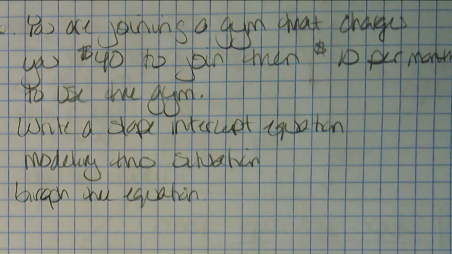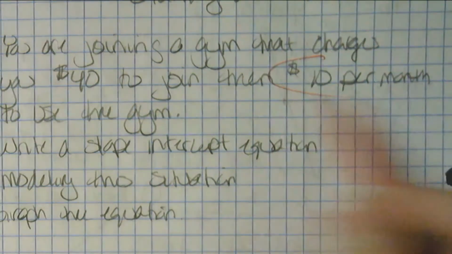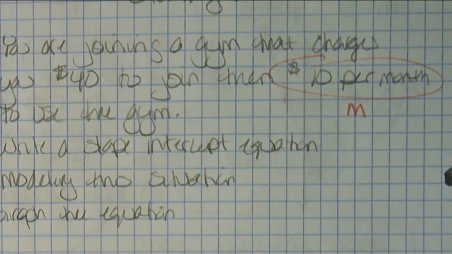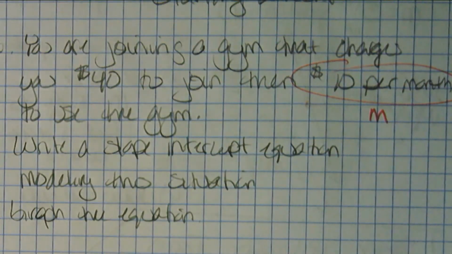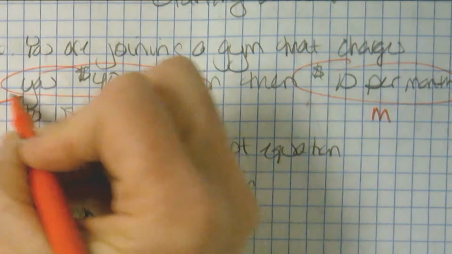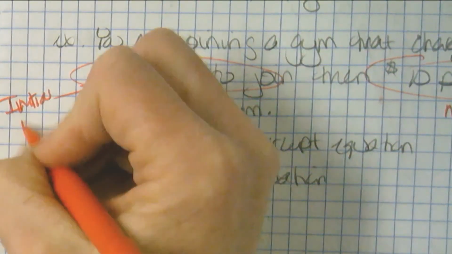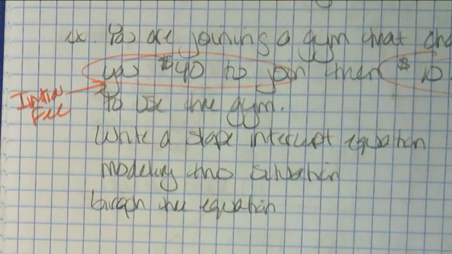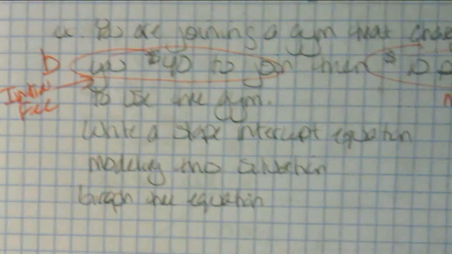How many of you see a rate up there? Serena, what's the rate that you see? There is your slope. What else do you notice that they've told us? What else do you notice, Nick? Yeah, here's our initial fee. What is that then, Nick, if it's an initial fee? That is our y-intercept. There is our b-value.